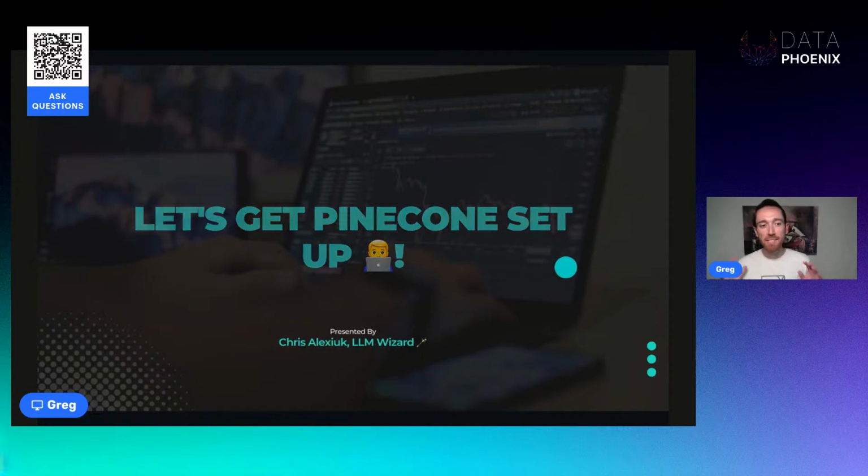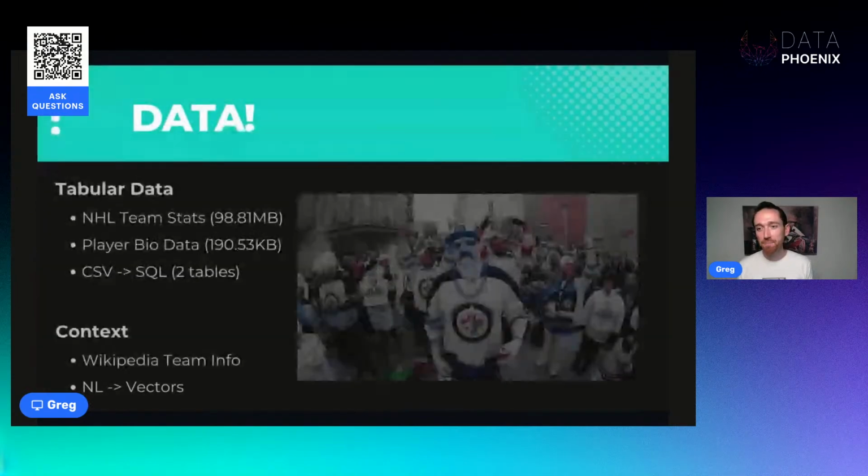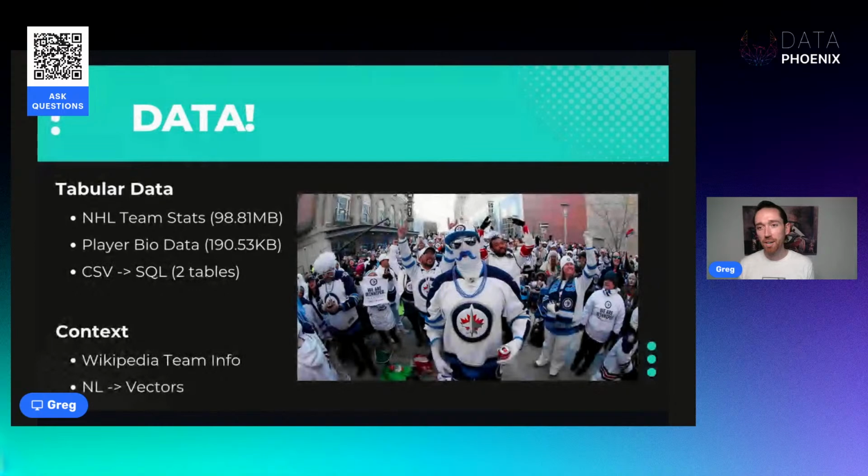All right. So the data that we want to look at is going to be NHL data. We're going to take tabular data and look at NHL team stats. You'll notice here, in this CSV file, we've got 98.81 megabytes of CSV team stats. We've got some relatively big data by CSV standards. And then we've got some player bio data as well. So what we're going to do is take the CSV data and create a SQL database with 2 tables, one for each CSV file.